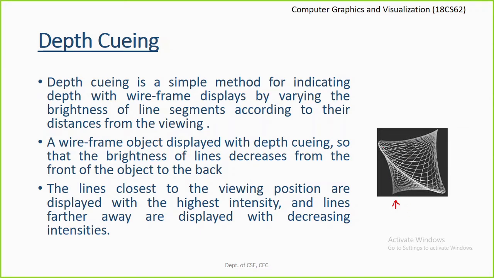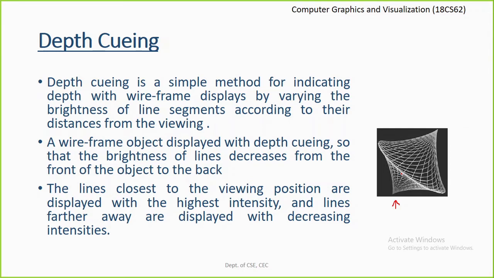So here we are varying the brightness of the line segments according to their distances from the viewing position. The brightness of the lines nearer to the viewer will be of more intensity than the lines farther from the viewer. So depth cueing is a method for indicating depth with wireframe displays by varying the brightness of the line segments according to their distance from the viewing position.